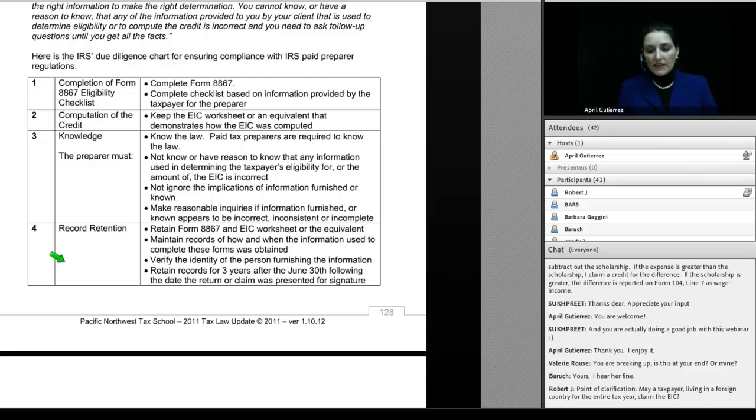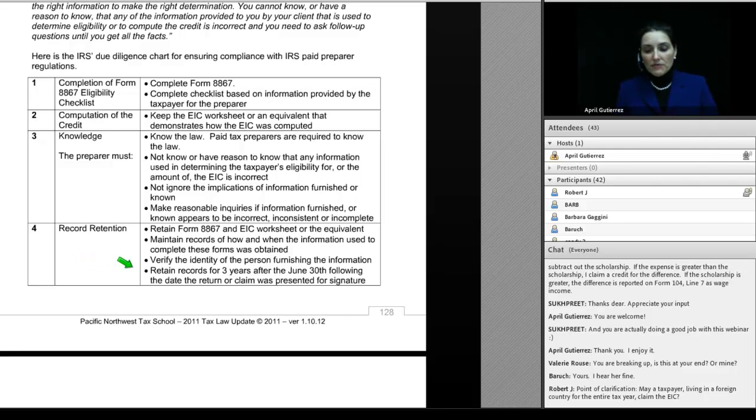Record retention. Retain Form 8867 and the EIC worksheet or the equivalent. Maintain records of how and when the information used to complete these forms was obtained. Verify the identity of the person furnishing the information. That means you need to see their identification. You cannot file a tax return for a person who has not presented ID to you and proven to you that they are who they say they are.